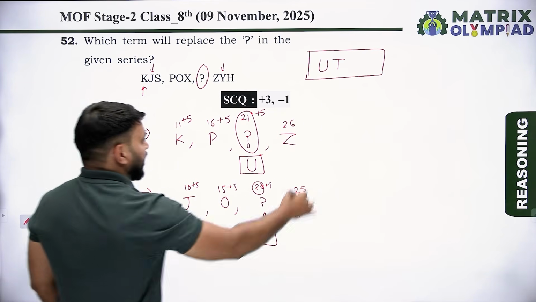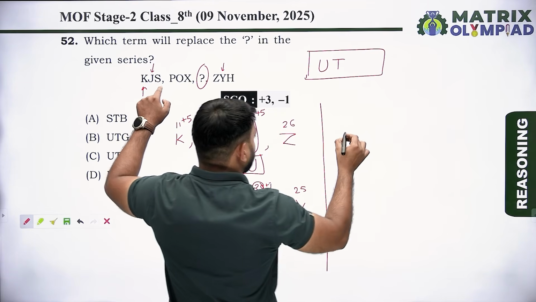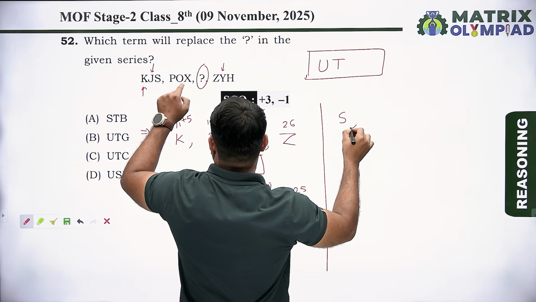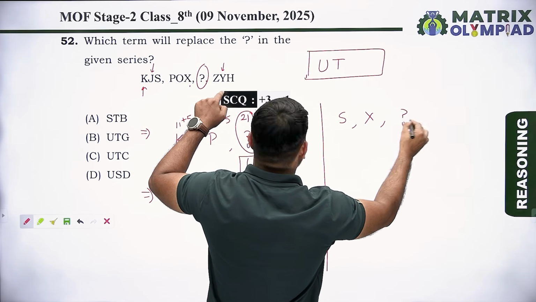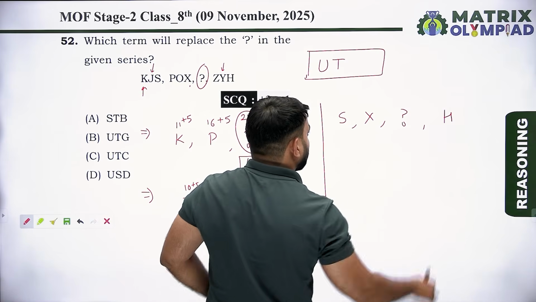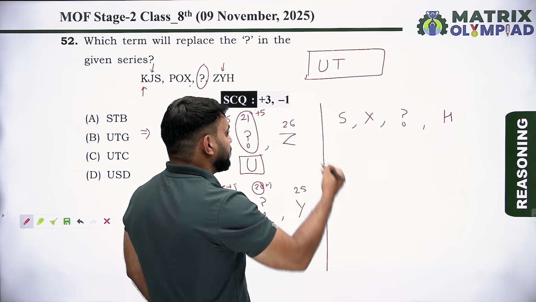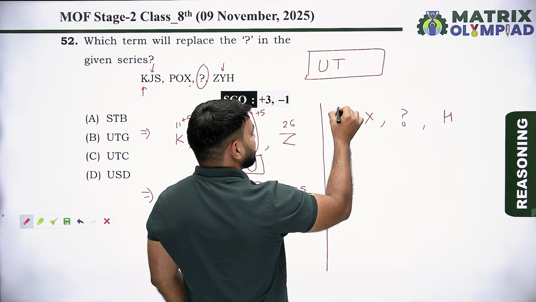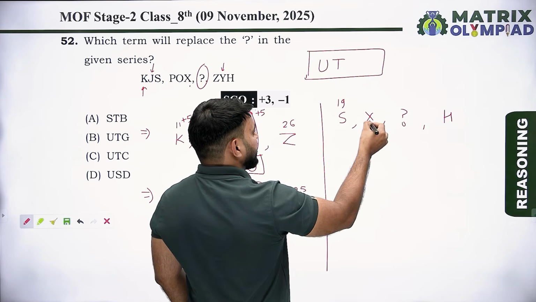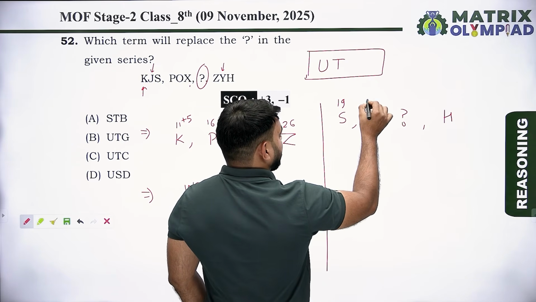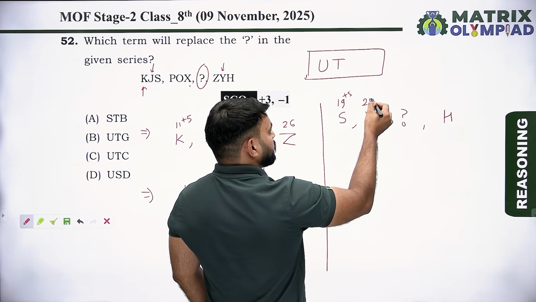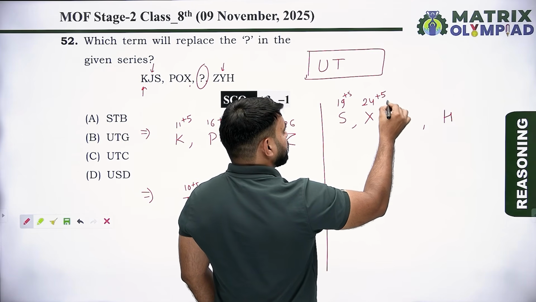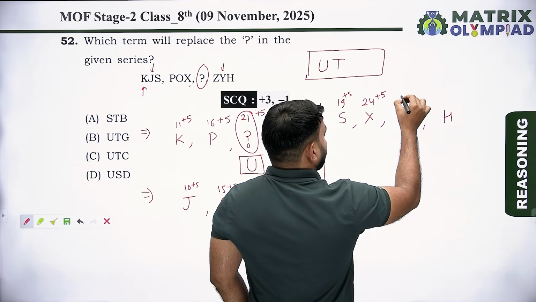Now taking the third alphabet of each term. The third alphabet of the first term is S. The third alphabet of the second term is X. After X, next is missing. After the missing one, next is H. So find the place value of the given letters. The place value of S is 19. The place value of X means 24. So 19 plus 5 means 24. Now 24 plus 5 means 29.